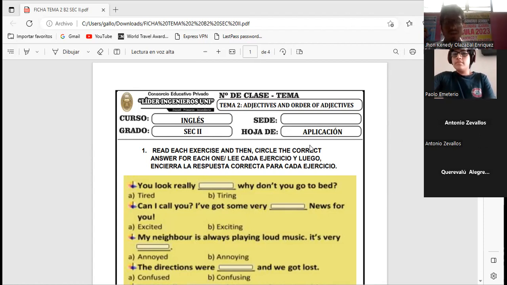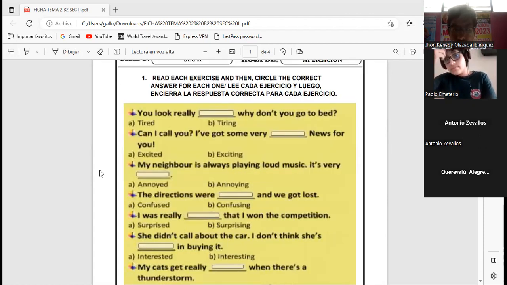Ya, vamos a hacer los ejercicios. Como les decía, dice número uno: read each exercise and then circle the correct answer for each one. Lee cada ejercicio y luego encierra la respuesta correcta para cada uno, ¿no? Por ejemplo, número uno, dice: you look really, why don't you go to bed? It is describing a person. You means a person. So, is it tired or tiring? Tired, muy bien. Tired, okay?